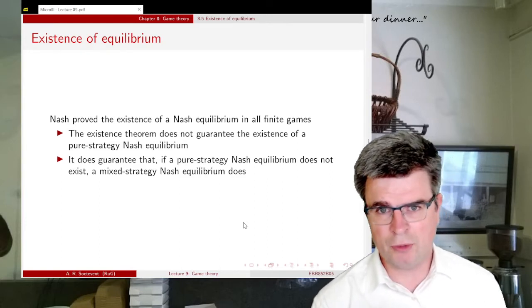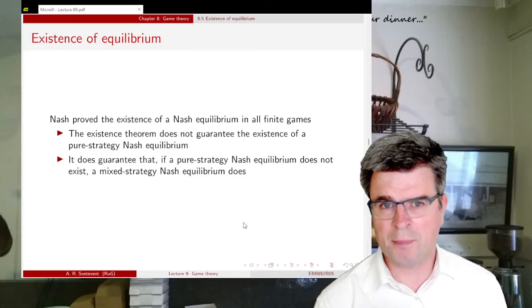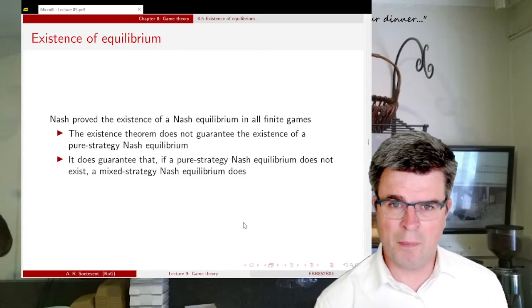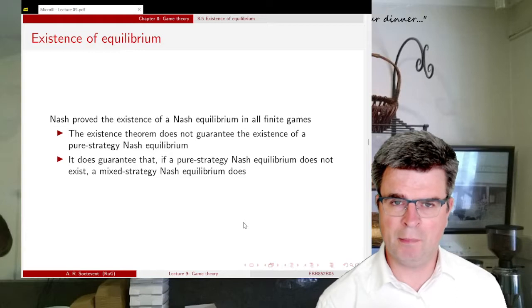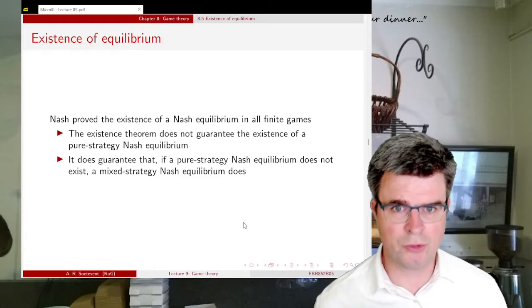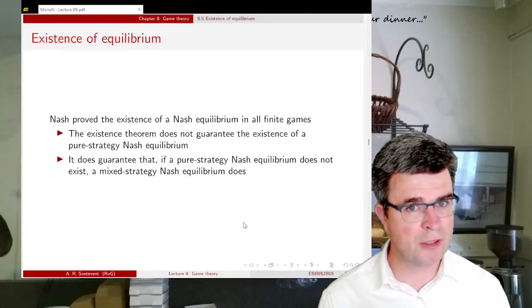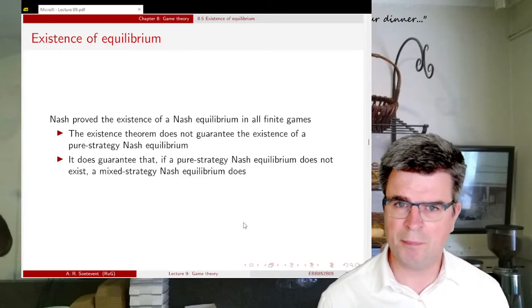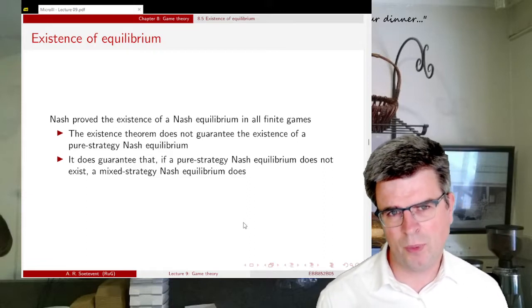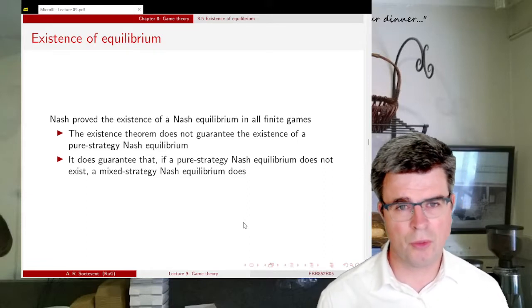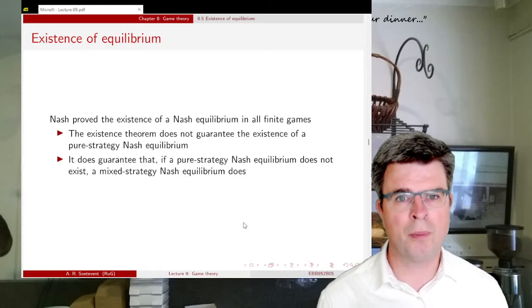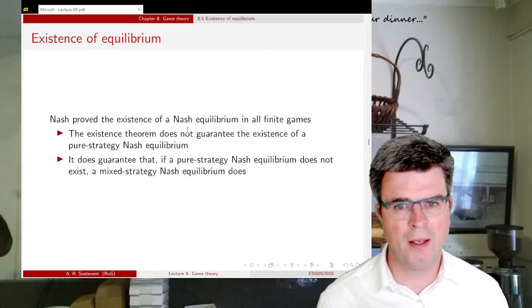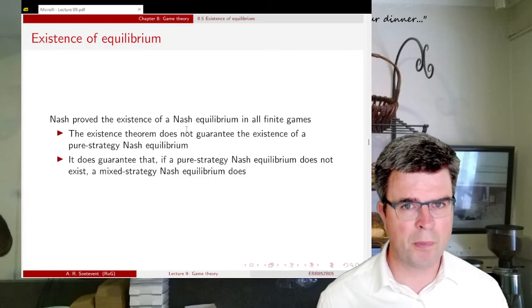So if the game doesn't have a Nash equilibrium in pure strategies, then it must have an equilibrium in mixed strategies. And it also holds for rock, paper, scissors. You can maybe already guess what the equilibrium in that game in mixed strategies is, and you can check whether your hunch is right by doing the formal derivation. And that completes the first part of this lecture.